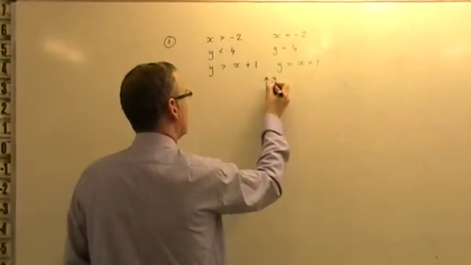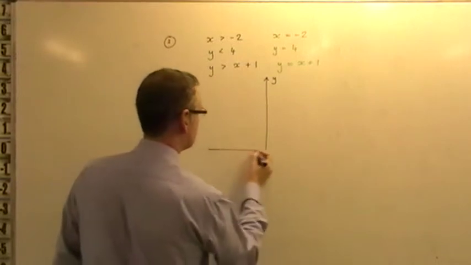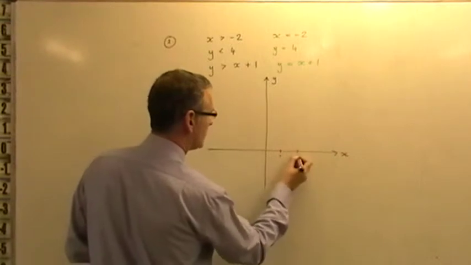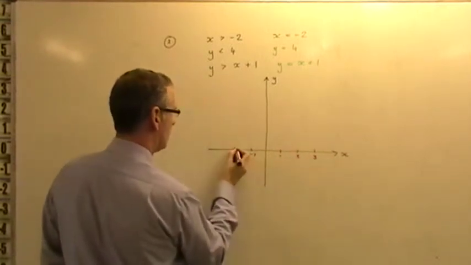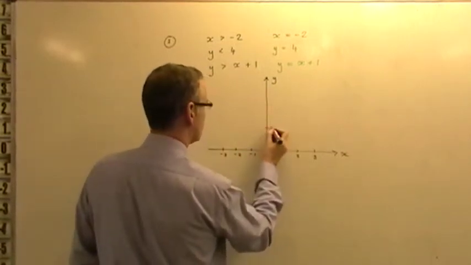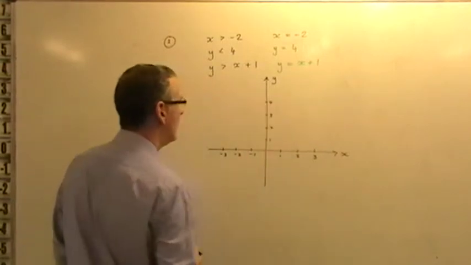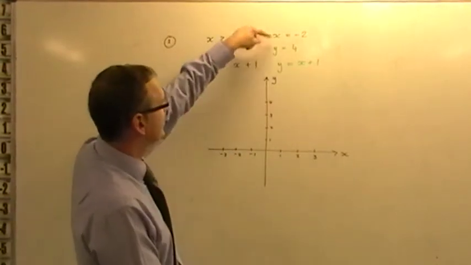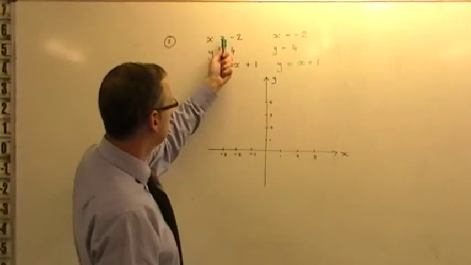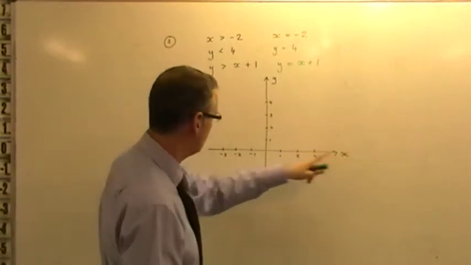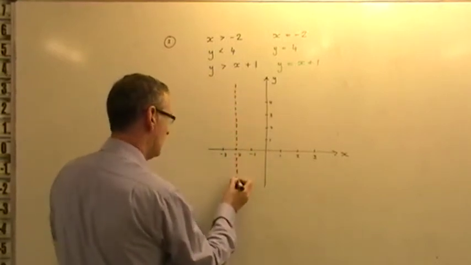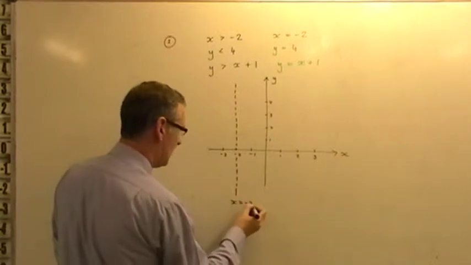So I'm going to set up a y-axis. I'm going to set up an x-axis, like so. I'm going to mark on 1, 2, 3, minus 1, minus 2, and minus 3. And then the x numbers, 1, 2, 3, and 4. And what I'm going to do is plot the first two boundary lines. So x equals minus 2, dotted because there's no equal sign there. So I go to x, I go to minus 2, and I draw a vertical dotted line. That boundary is x equals minus 2.